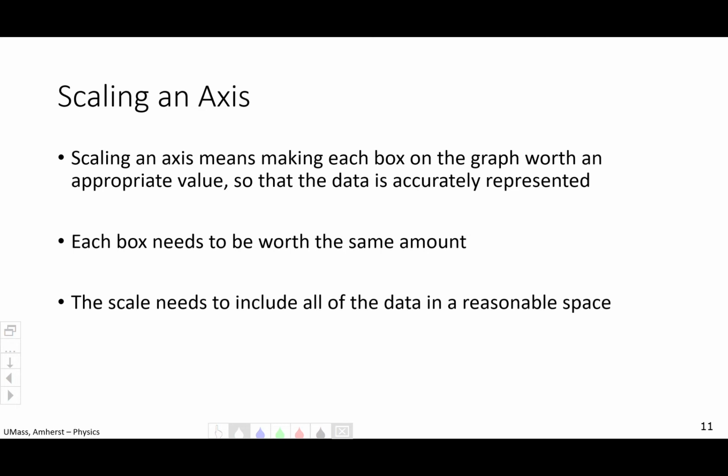Scaling an axis means making each box on the graph worth an appropriate value so that the data is accurately represented. Each box needs to be worth the same amount. So if in between the first and second box you make that a 5, then the next gap has to be a 5, and the next gap has to be a 5 all the way up. Our goal here is to scale it in such a way that we include all of the data in a reasonable space. My rule of thumb is you need to fill up at least half of the graph space.